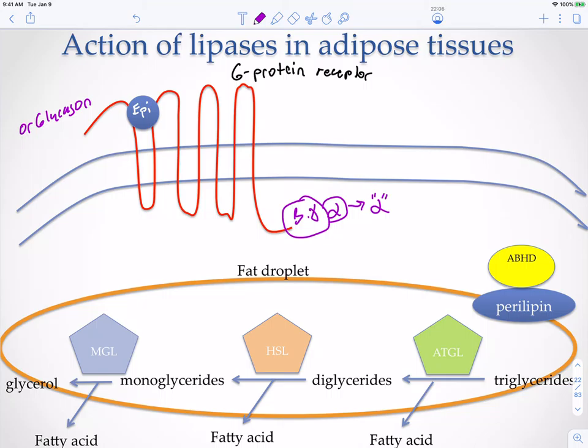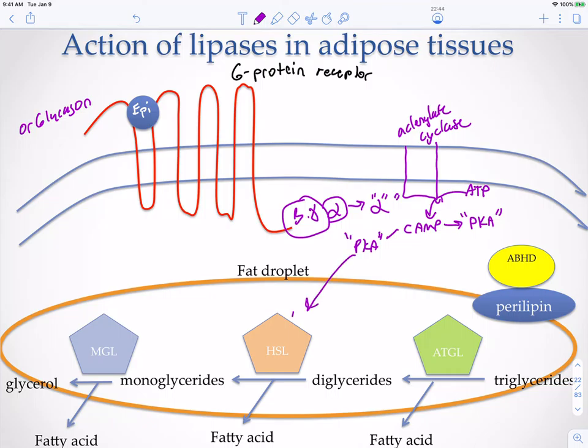And then our alpha complex will interact with adenylate cyclase, similar to what we've already talked about. And then adenylate cyclase will become activated, and this will convert ATP, and it will make cyclic AMP, nothing new here. And then cyclic AMP will activate protein kinase A. So protein kinase A gets activated. Now protein kinase A will activate or phosphorylate hormone-sensitive lipase, and so this will get activated. Protein kinase A also will phosphorylate our ABHD5, that's our cofactor or co-activator, and it will phosphorylate perilipin.